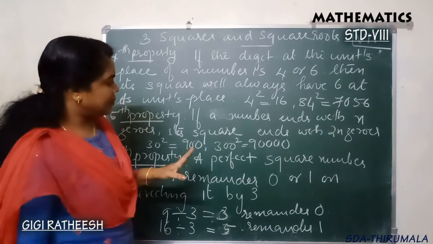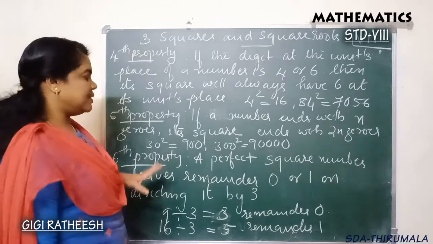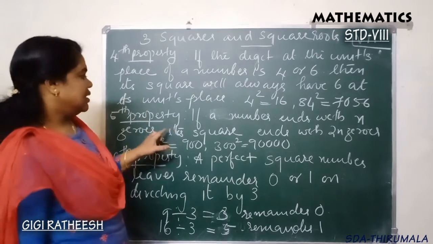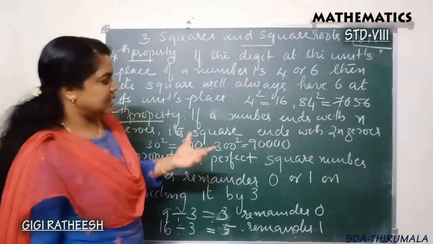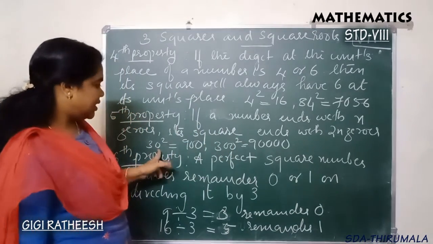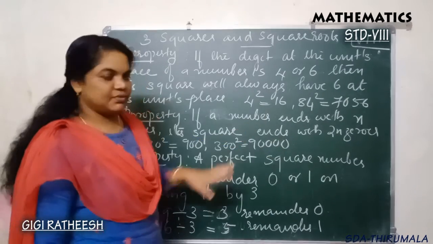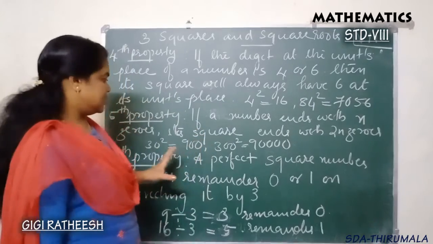And the fifth property is that if a number ends with n zeros, its square ends with 2n zeros. If there is 1 zero, we get 2 zeros. If there are 2 zeros, we get 4 zeros. And if there are 3 zeros, we get 6 zeros.